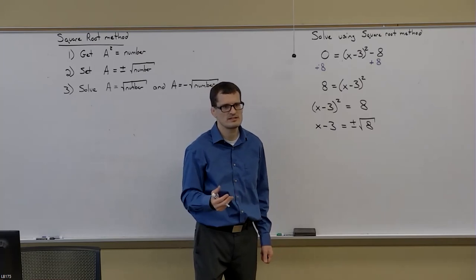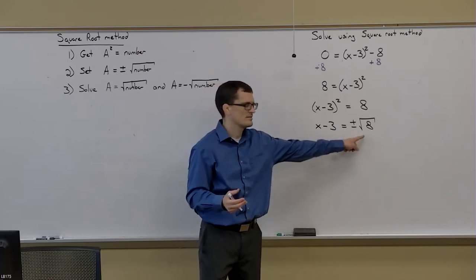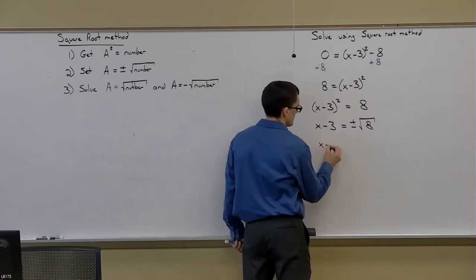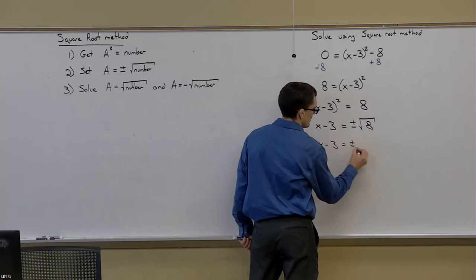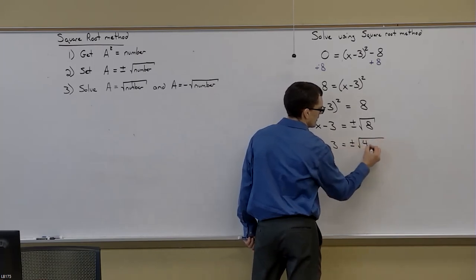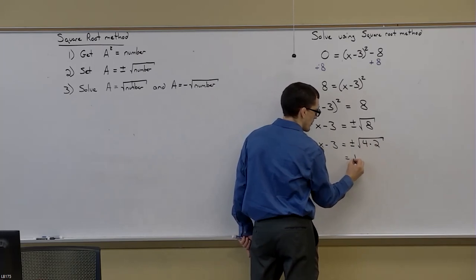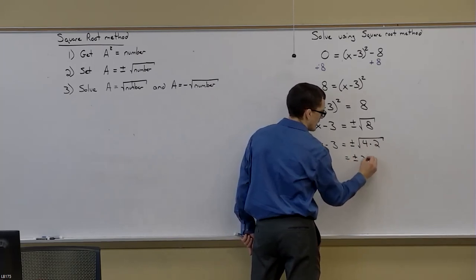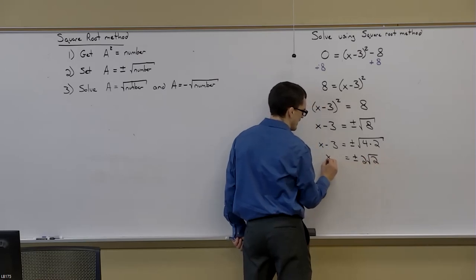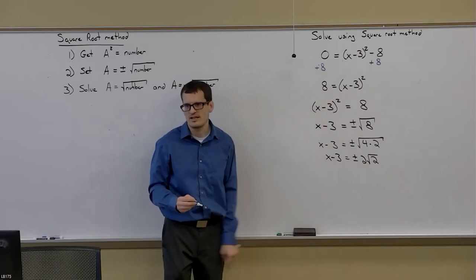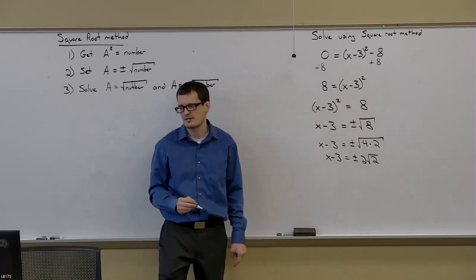You guys know how to do that. So 8 has a factor of 4. So you could rewrite that. Square root of 4 times 2, square root of 4 becomes 2 times, this is still under the square root. So you could rewrite square root of 8 as 2 root 2 if you like.